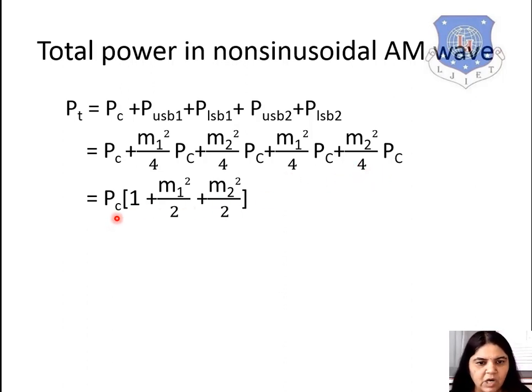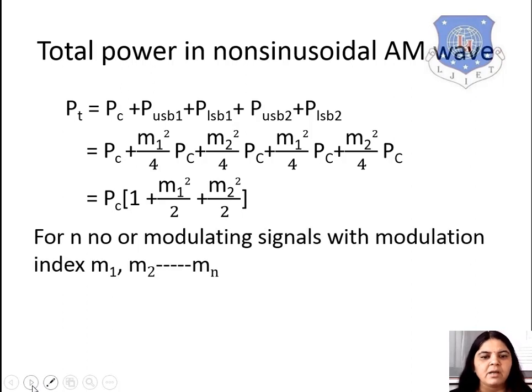I will take PC common. It is 1 plus M1 square by 4 plus M1 square by 4, which is M1 square by 2, and M2 square by 4 plus M2 square by 4, which is M2 square by 2. So whenever two signals are there, the total power required to transmit the signal is PT equal to PC in bracket 1 plus M1 square plus M2 square by 2.